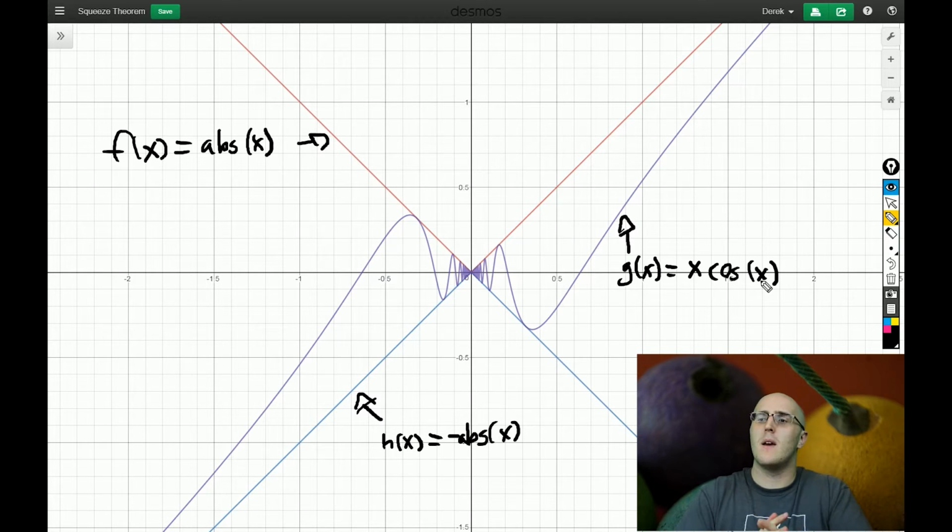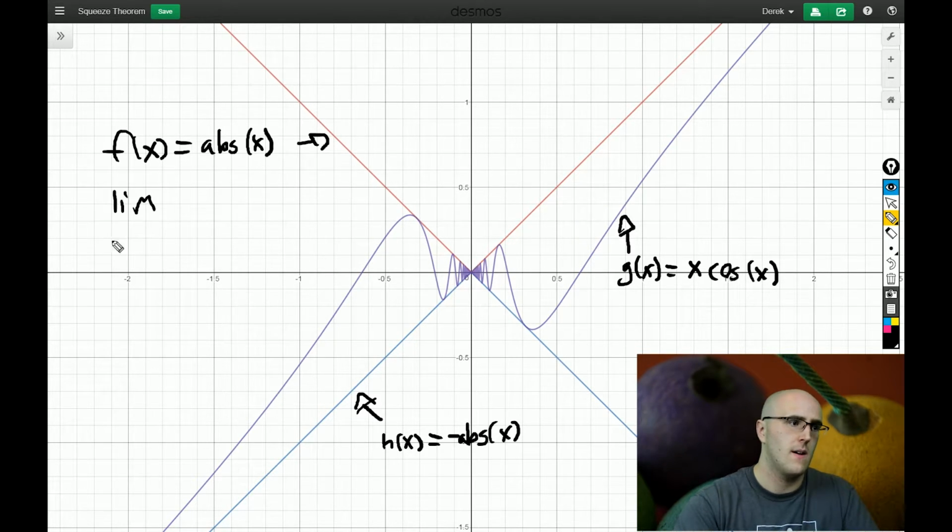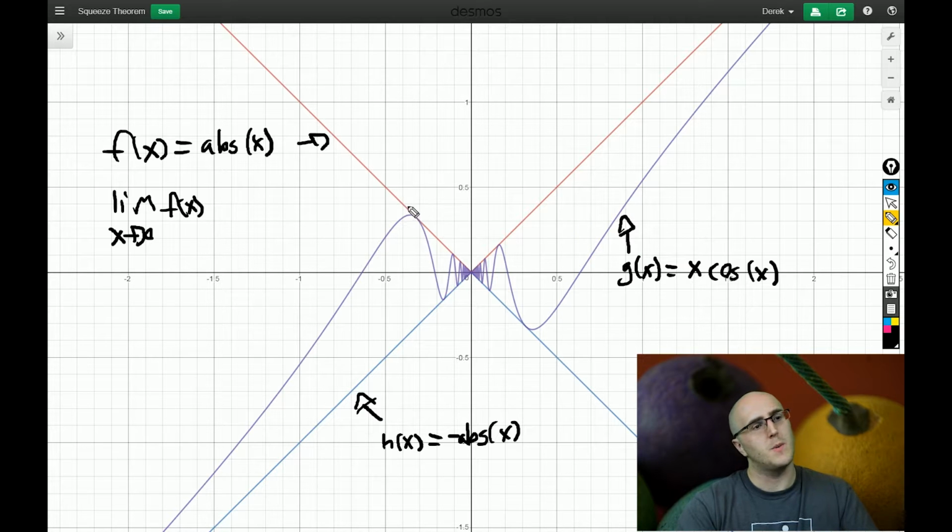Okay, so let's first find the limits of our two upper and lower bounding functions. Our limit of absolute value of x as x approaches 0. So the limit as x approaches 0 of f of x. Well, let's take a look. As we pick values that get closer and closer to 0, we're approaching 0 from the left. And as we approach from the right, we are also approaching 0. So this has the same limit on both sides, and thus its limit exists. So this is equal to 0.